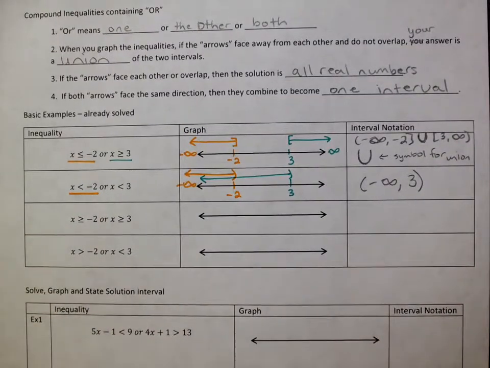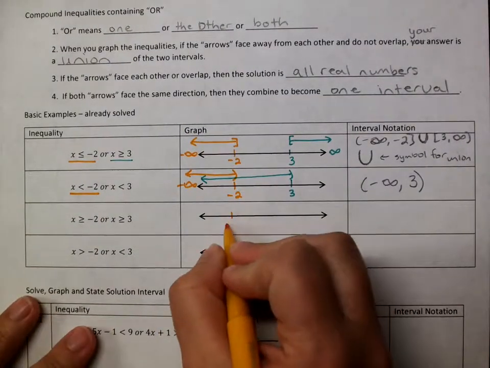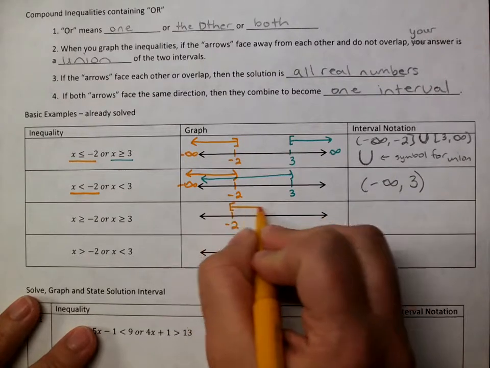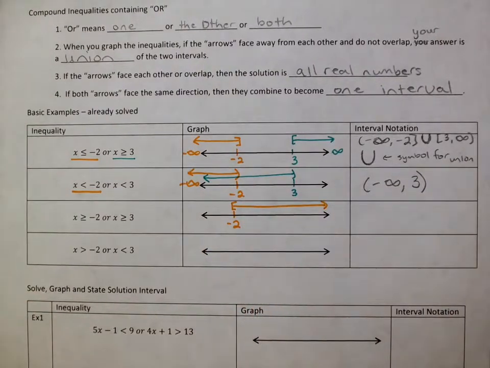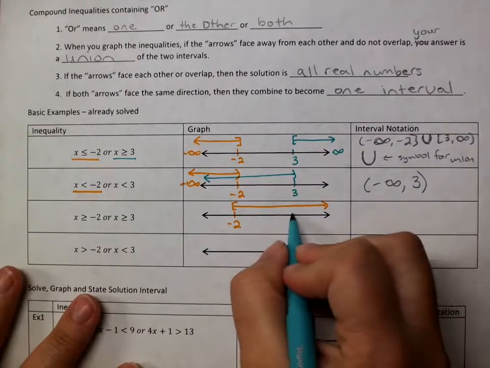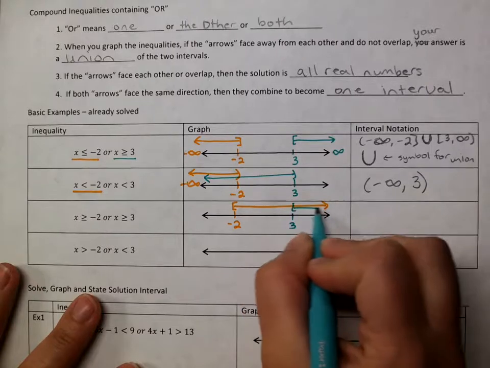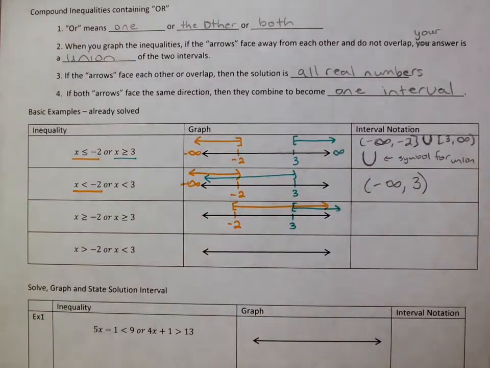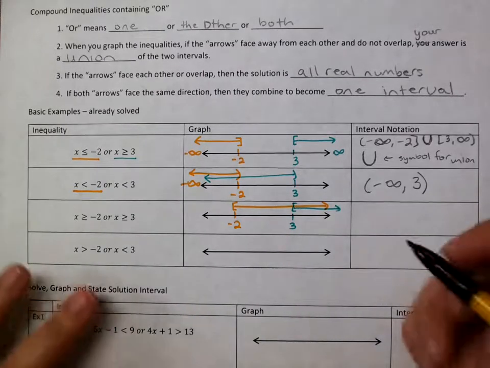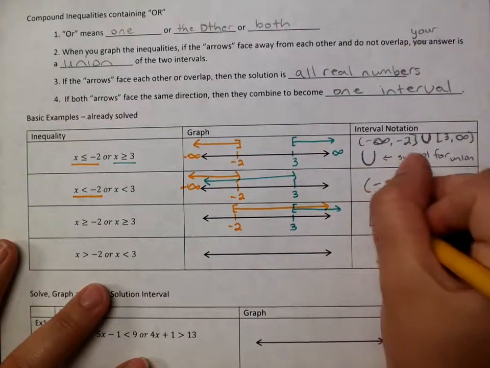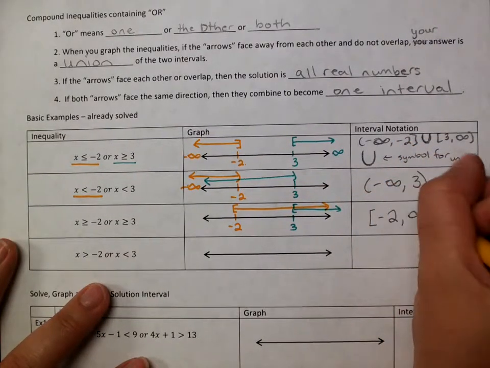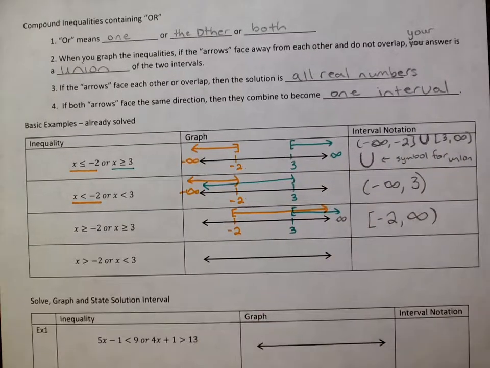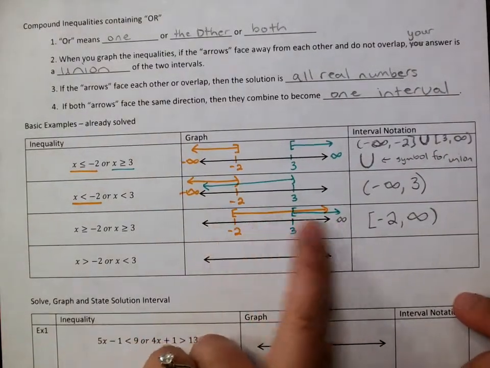Let's look at the third one. X is greater than or equal to -2. So greater than or equal to goes this way. Or x is greater than or equal to 3. So here's 3, another bracket, greater than or equal to goes this way. So they're facing the same direction. Again, you kind of smash them together, they become one interval. And so it's just one continuous interval from -2 to infinity. So the 3 just kind of gets smushed and becomes one big interval.